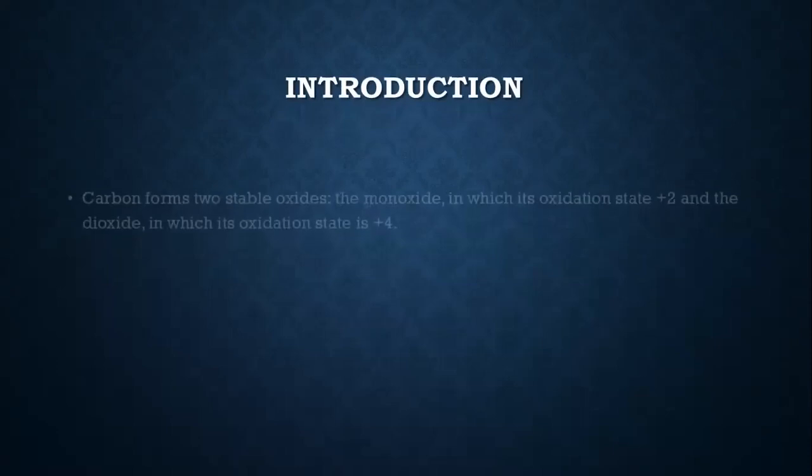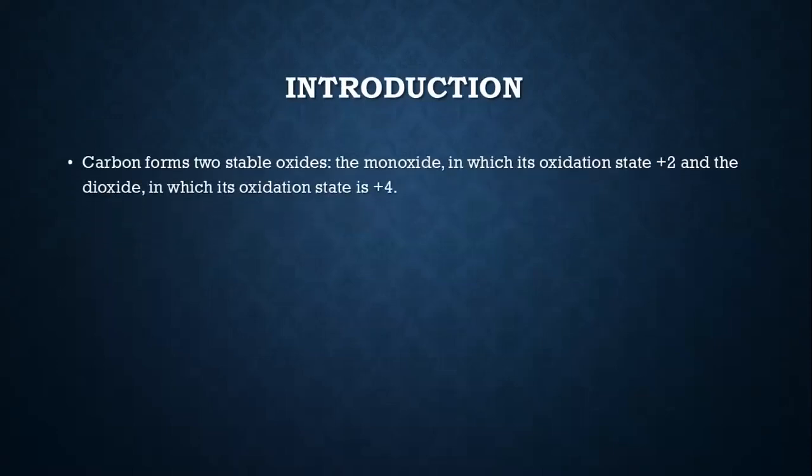Introduction. Carbon forms two stable oxides. What are the two oxides of carbon? You have the monoxide, in which its oxidation state is +2, and the dioxide, in which the oxidation state is +4. So the first one, which is called monoxide, we call it CO, or carbon monoxide.